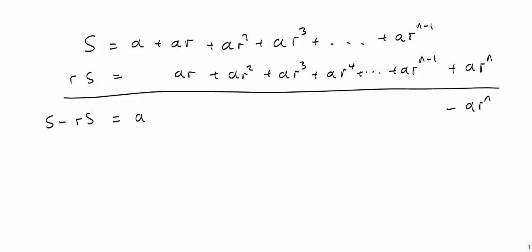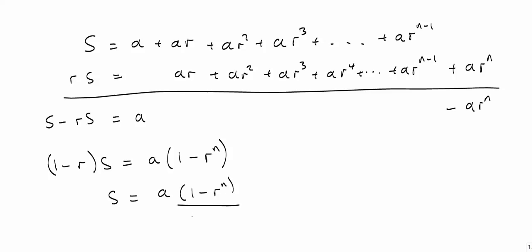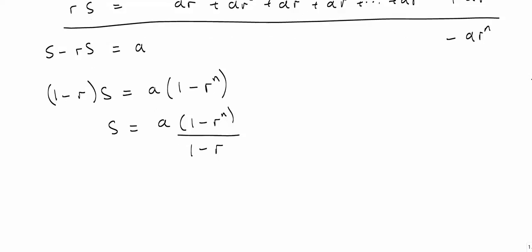We can factorize. This is (1 minus r) S, and a minus ar to the n, we can take out a factor of a, a(1 minus r to the n). And then if we divide both sides by 1 minus r, we find that S equals a(1 minus r to the n) divided by 1 minus r. And that is a formula for the sum of the first n terms of the general geometric series. So that's one that you need to know.